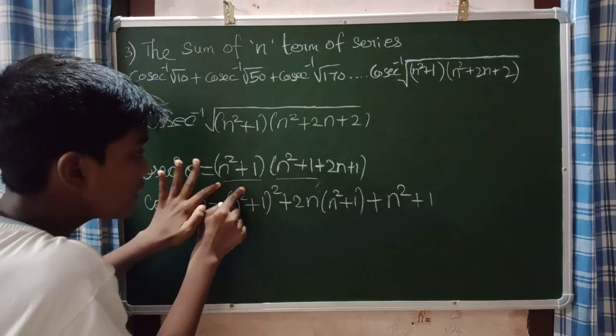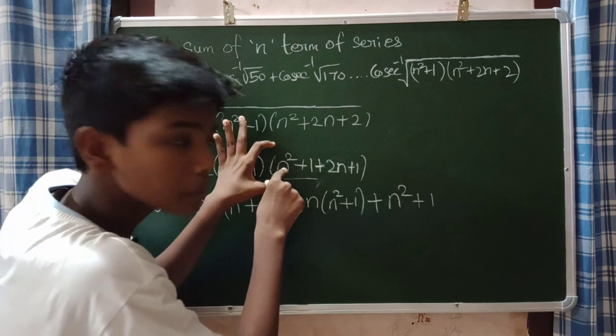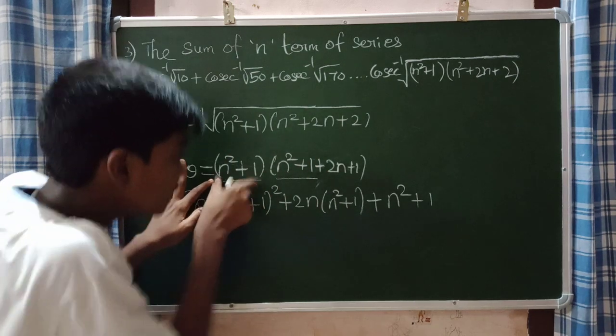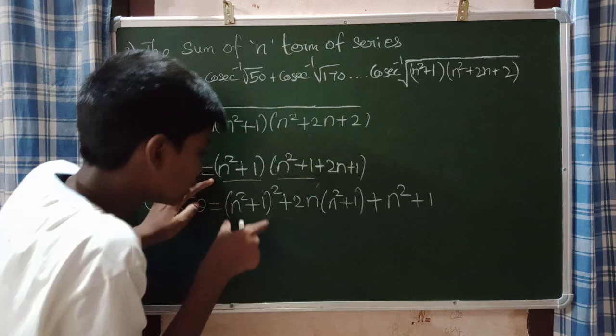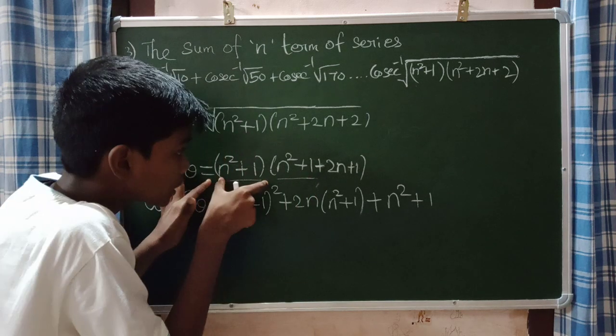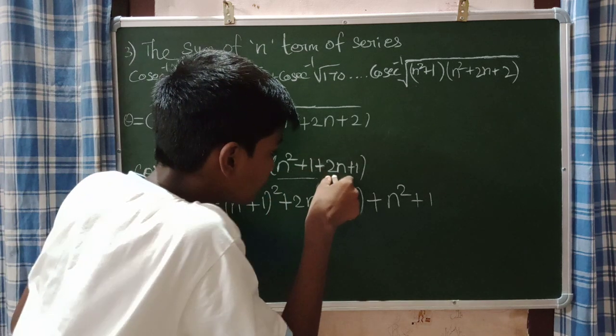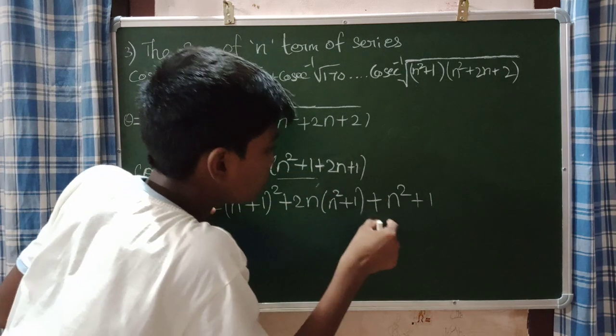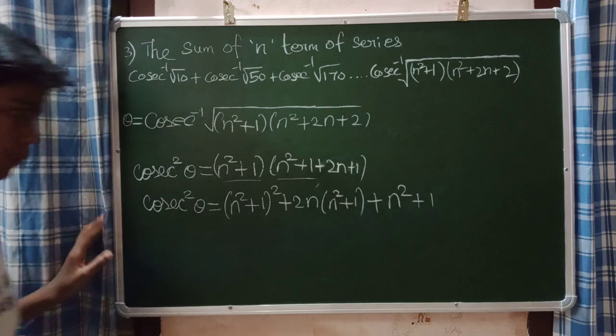n square plus 1 with this n square plus 1. We are having n square plus 1 now. Here there is n square plus 1. So n square plus 1 with this n square plus 1 will be n square plus 1 whole square. Then with this, 2n will be 2n into n square plus 1. Then n square plus 1 into 1 will be n square plus 1. That's what I am doing.